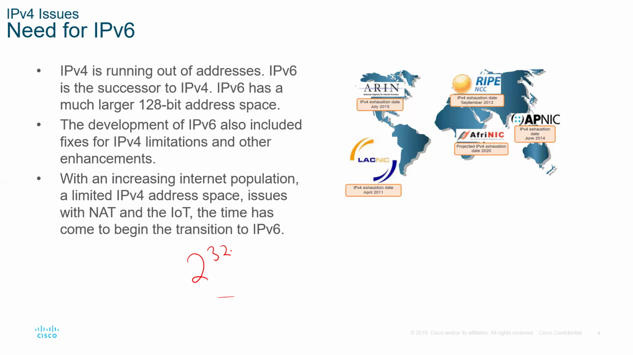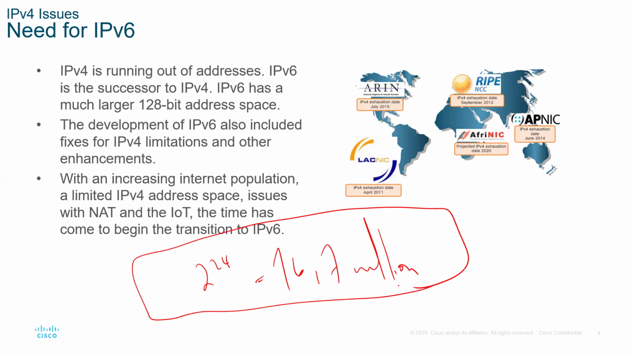It should be 4 million. No, no, no. Let's try 2 to the power of 24. 16 million. I have 2 to the power of 24, which is 16 million. Let's just say 16.7 million, right? The number of addresses that we can have using a slash 8 network ID. So we can have 16.7 million addresses.